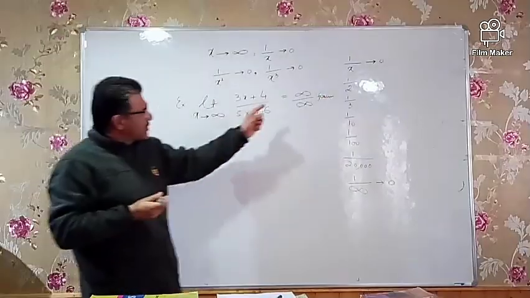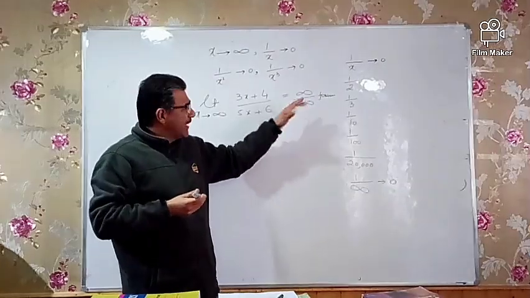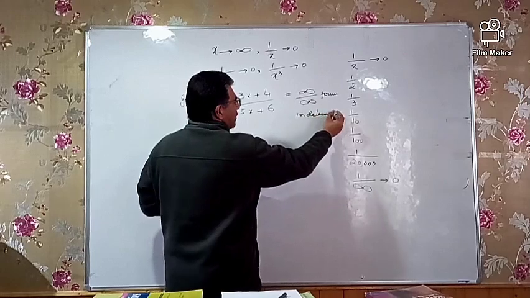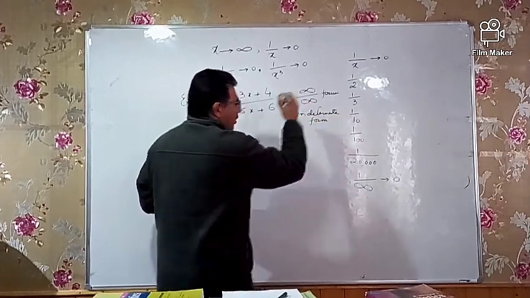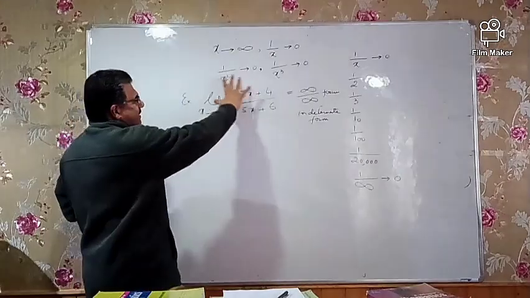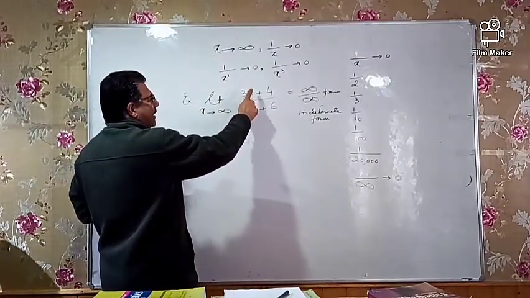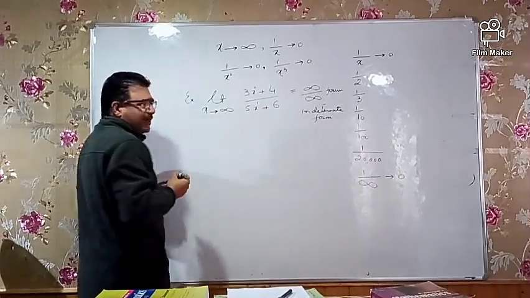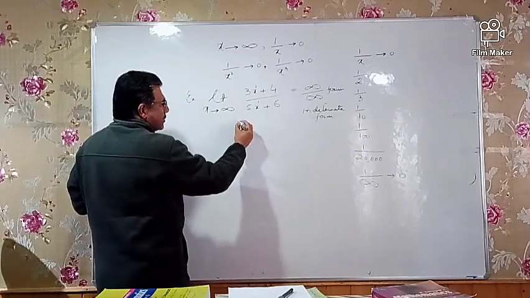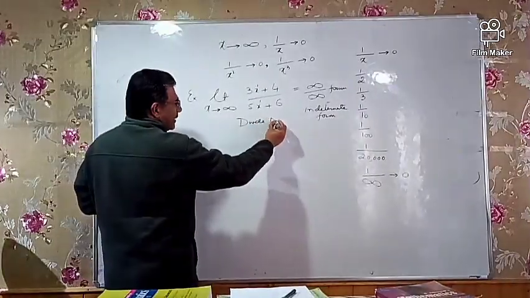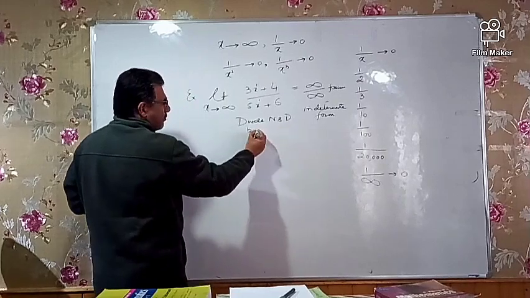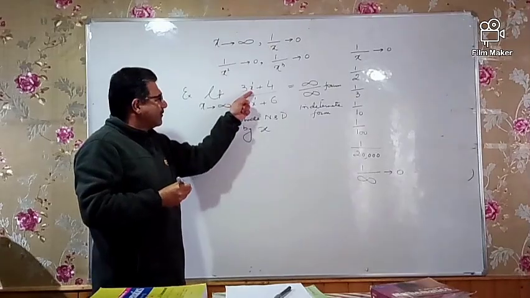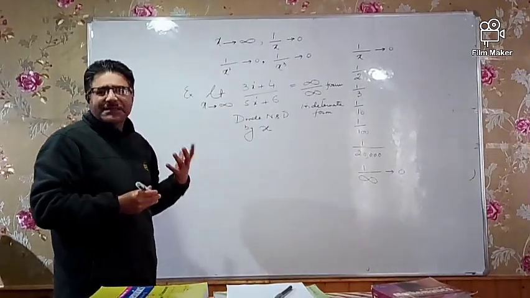So when you have any question of the type infinity by infinity, again this is an indeterminate form. So what will we do now? How will we simplify this limit? You see the degree in the numerator as well as in the denominator. The degree of the numerator is 1 and the denominator is also 1. So the highest degree is 1. So we will divide numerator and denominator by x, the term which involves the degree 1, because 1 is the highest degree.